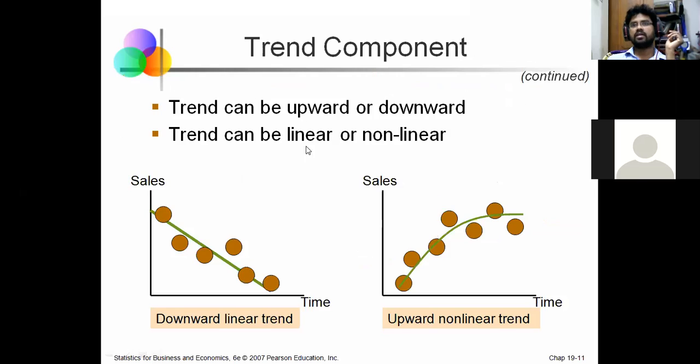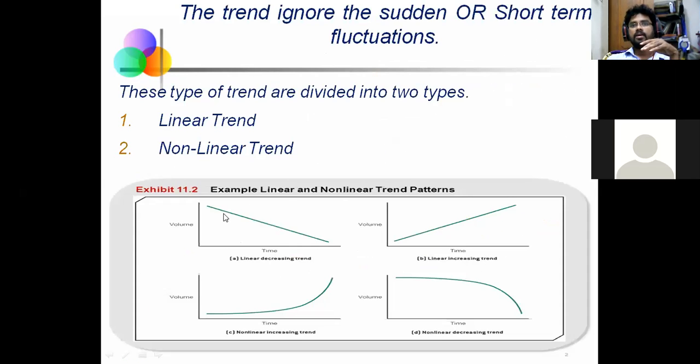And the second one, the trend may be upward or downward, and it can be linear or non-linear. For example, if the trend is a straight line, that is called linear. If it is not a straight line, that is curvilinear. This is called a non-linear trend. Here you can observe the first two are linear trends. This one is non-linear. This is not a straight line. This is curvilinear.